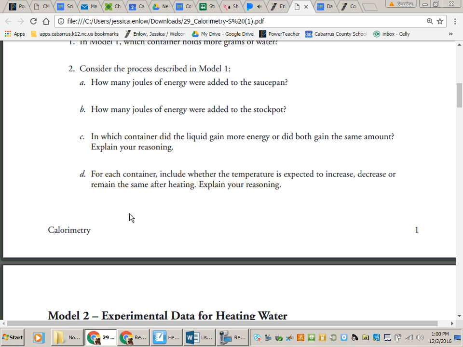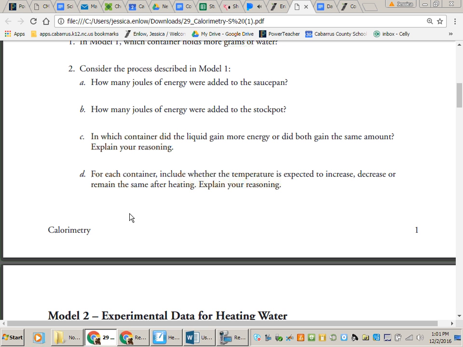But for each container, include whether the temperature is expected to increase, decrease, or remain the same after heating. Explain your reasoning. This is probably the challenging one, but Haley's table, what do you guys think? Consider like increase because it had more energy in it. Okay. So you're saying both containers are increasing in temperature. Do you think that they increase by the same amount of temperature? Likely not. Why?